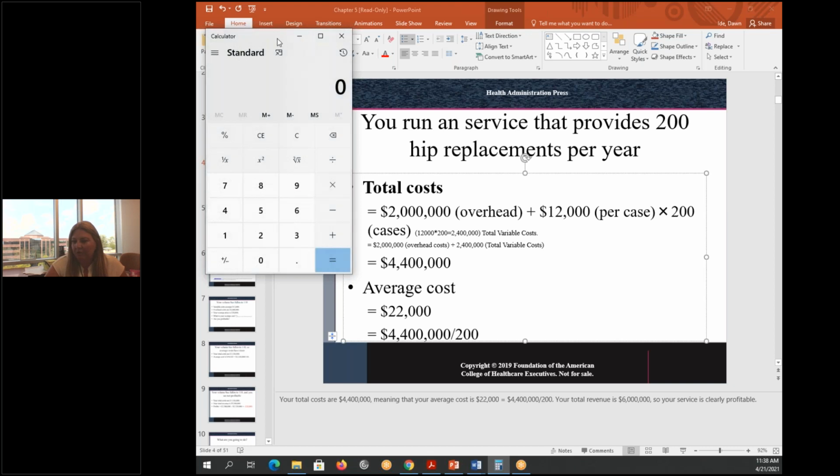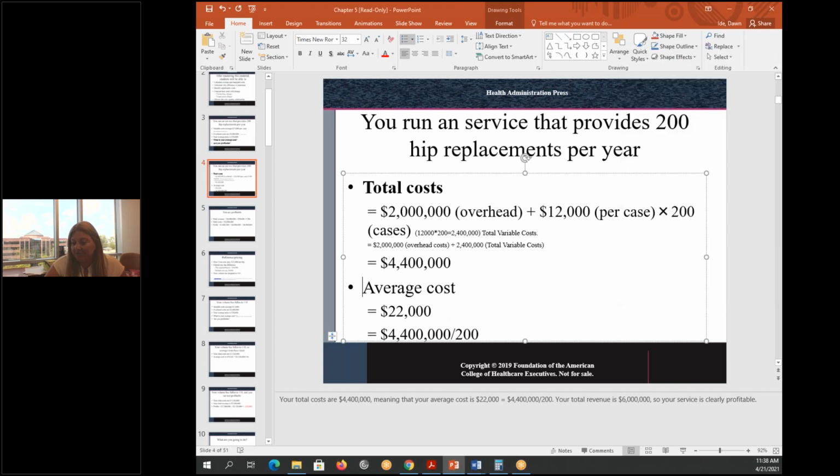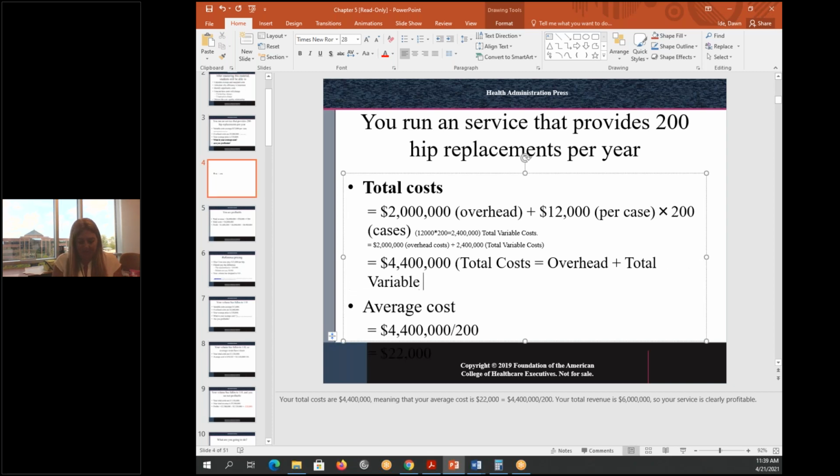So then we were looking at the average cost. All right, and again, this was backwards. I'm gonna delete that. So how do you get the average cost? You take the total cost, which we know is 4,400,000, which is right here. I'm gonna put total costs. And total cost equaled your overhead plus total variable costs, right? Okay. Let me make this a little bit smaller so I can fit things in.